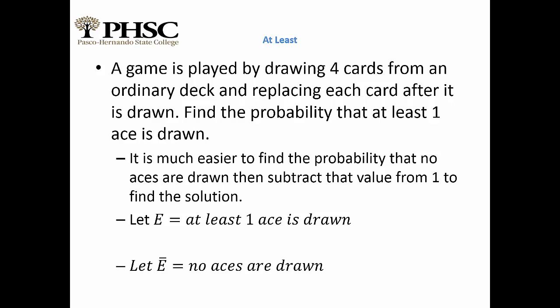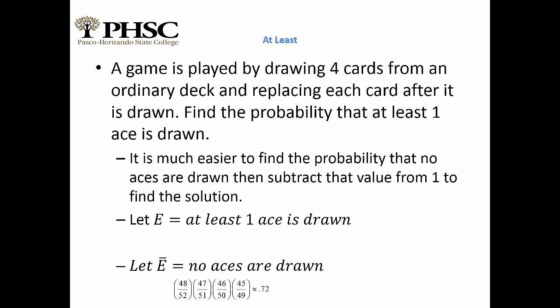Now, at least, and we had an example in class of an at least. So here's another example, and hopefully it'll become a little clearer. A game is played by drawing 4 cards from an ordinary deck, replacing each card after it's drawn. Find the probability that at least one ace is drawn. It's much easier to find the probability that no aces are drawn, then subtract that value from 1 to find the solution. So we have two things. E is going to be at least one ace is drawn, and then not E, or the complement of E, is that no aces are drawn.